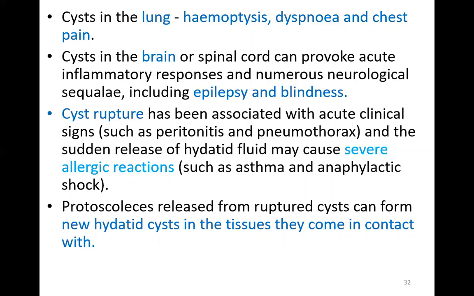Protoscolices released from ruptured cysts can form new hydatid cysts in the tissues they come in contact with. This can occur even during surgery when the cysts can rupture accidentally, and the protoscolices come out and can form many cysts in the tissues that they come in contact with.